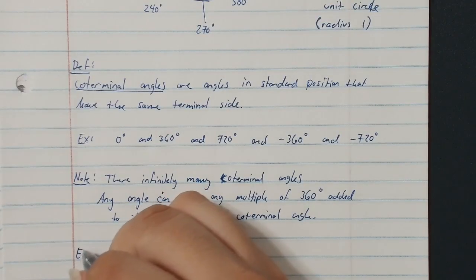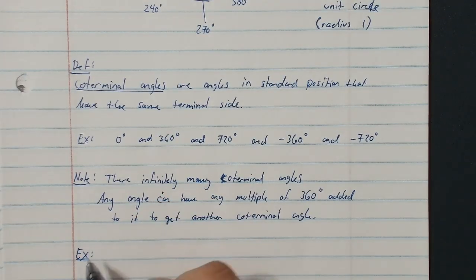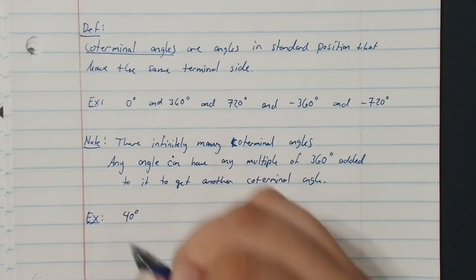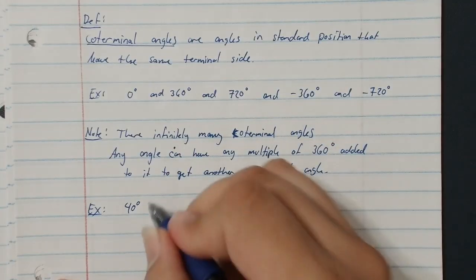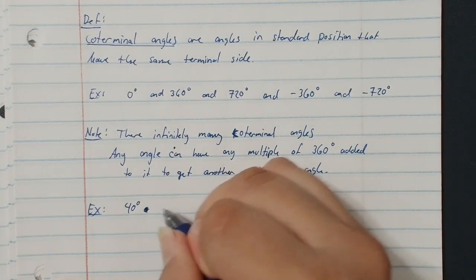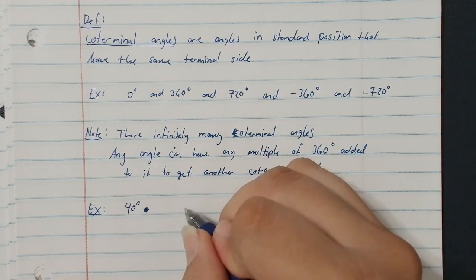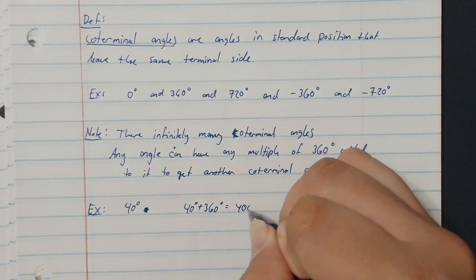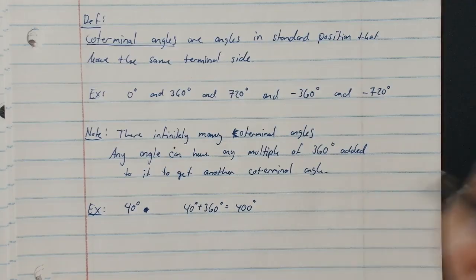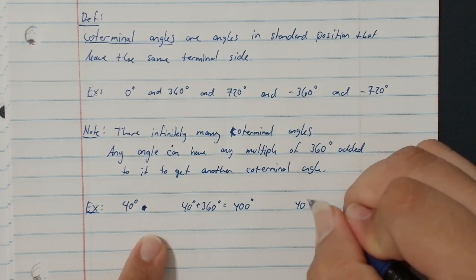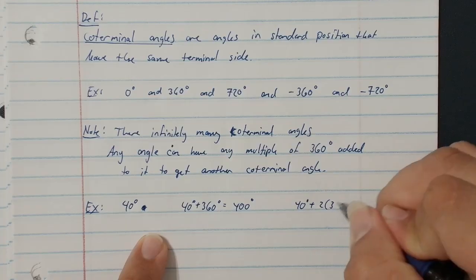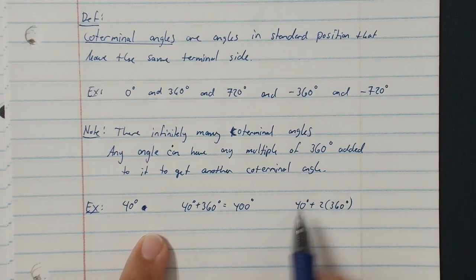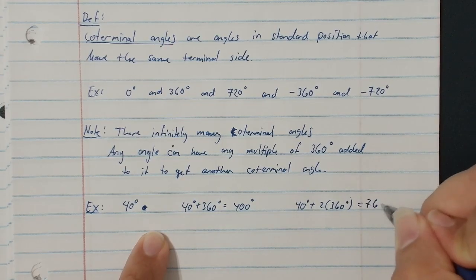So for example, if I've got 40 degrees, I could add 360 to this. So 40 degrees plus 360, that's 400. I could add another 360. I could say 40 plus 2 times 360. Well, that's 720 plus another 40, that's 760.